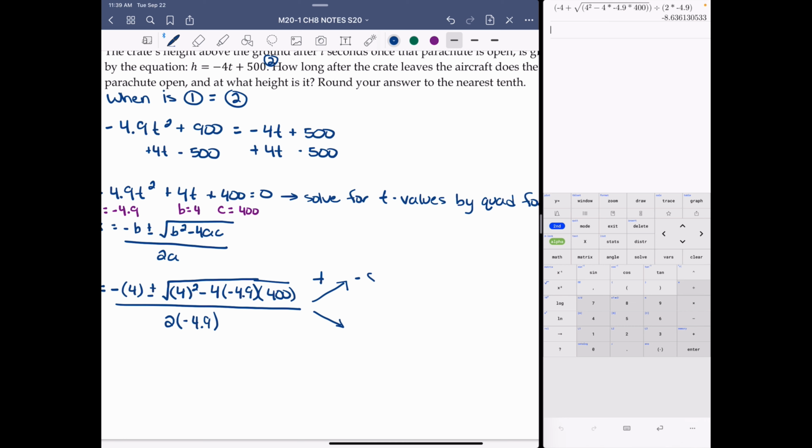negative 8.6361. We're going to repeat that process, but we're going to subtract the radical now. So I hit enter with the TI. I don't think all TIs can do this, but some of them can. I want to change the one in front from a plus to a minus. And then instead of re-entering the whole thing, I can just change that. And we get 9.4524, etc.